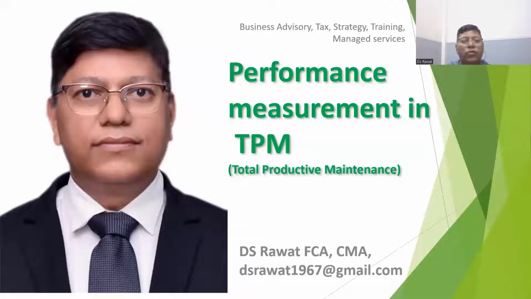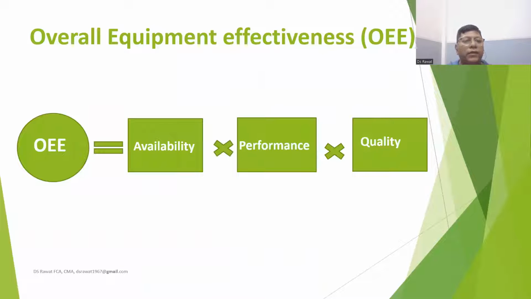Now we will move to what TPM is. In TPM performance measurement, we use OEE, which is overall equipment effectiveness. Overall equipment effectiveness, or OEE, is basically the multiplication of A, P, and Q. A stands for availability, P stands for the performance of the machines, and Q stands for quality, or yield of the product.